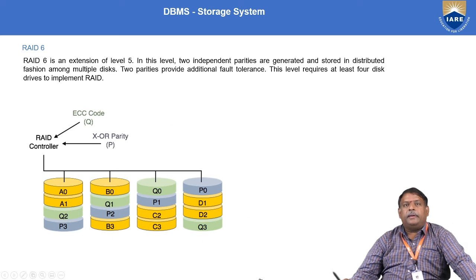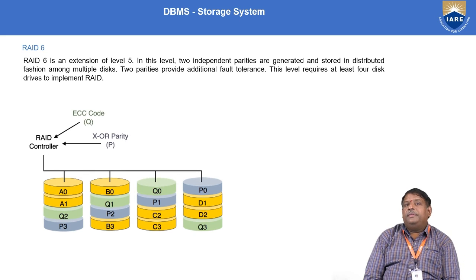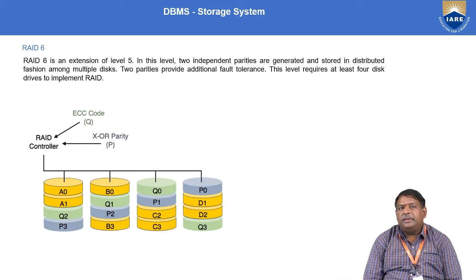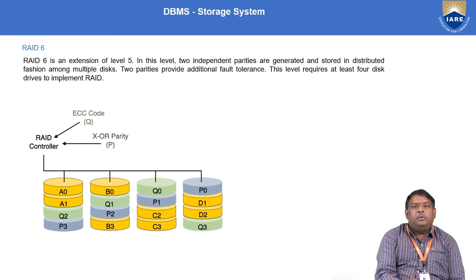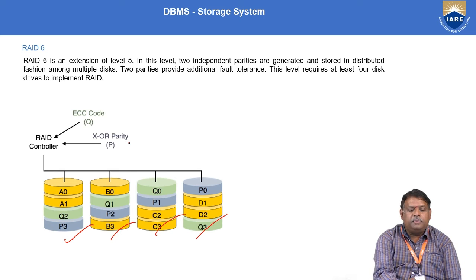RAID 6. RAID 6 is an extension of level 5. In this level, two independent parities are generated and stored in a distributed fashion among multiple disks. Two parities provide additional fault tolerance. This level requires at least 4 disks to implement RAID. 4 disks, one for the error code, one for the parity.